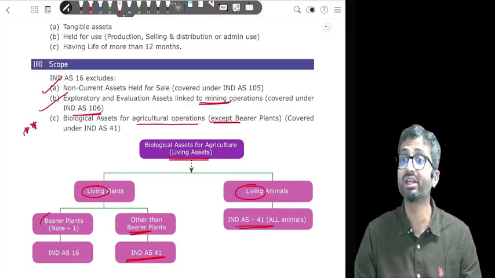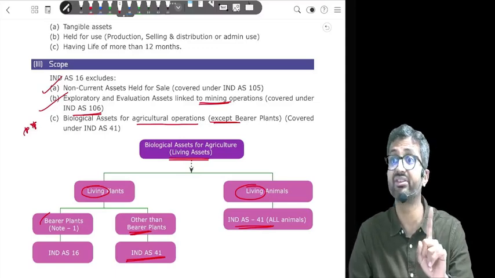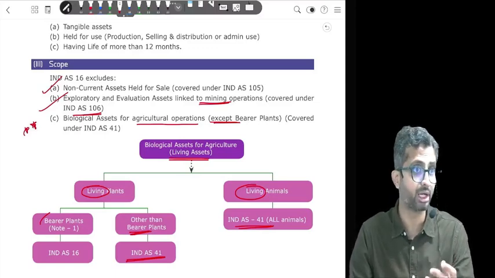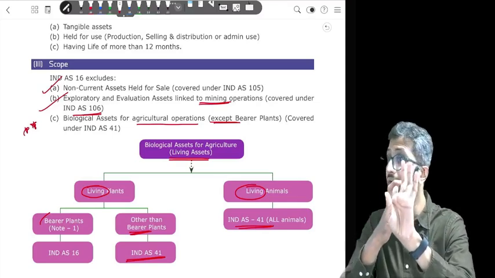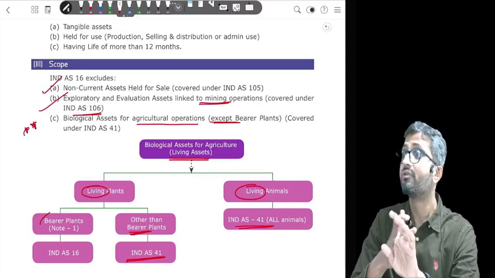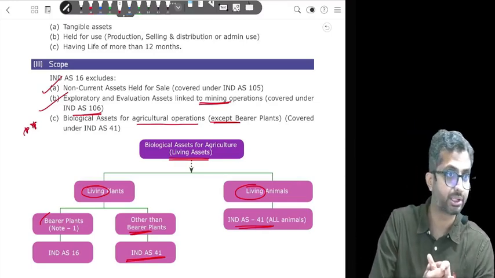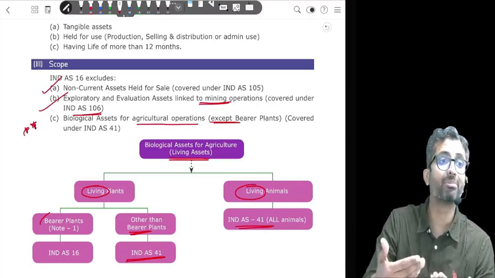Okay, now what is not directly attributable? This is given in the standard and hence you have to follow that. They have given you 4 items which are not directly attributable and hence will not be capitalized. First is inauguration expenses. What do you mean by inauguration expenses?